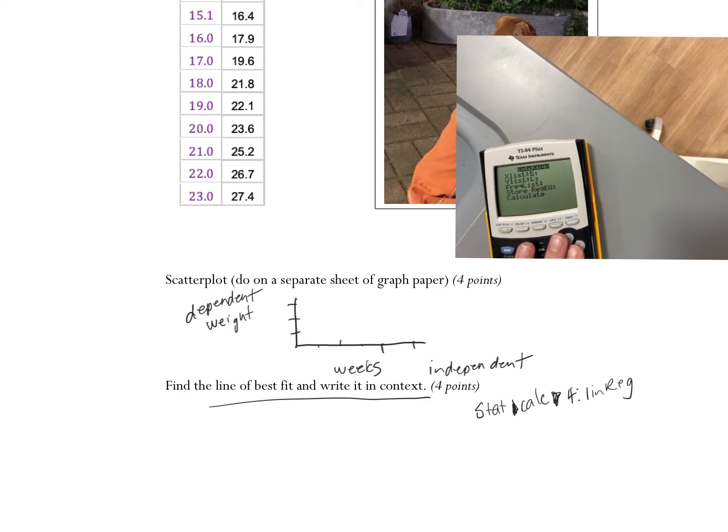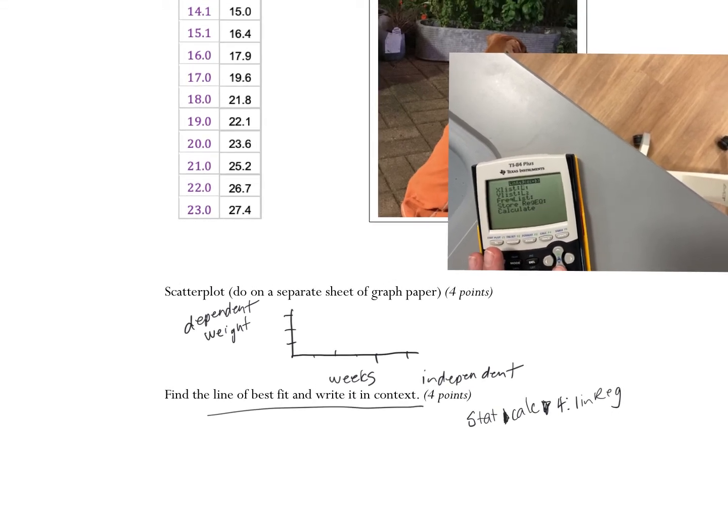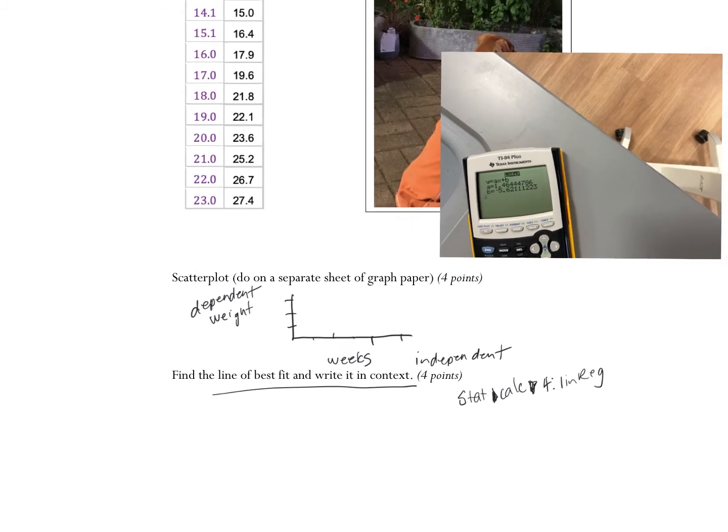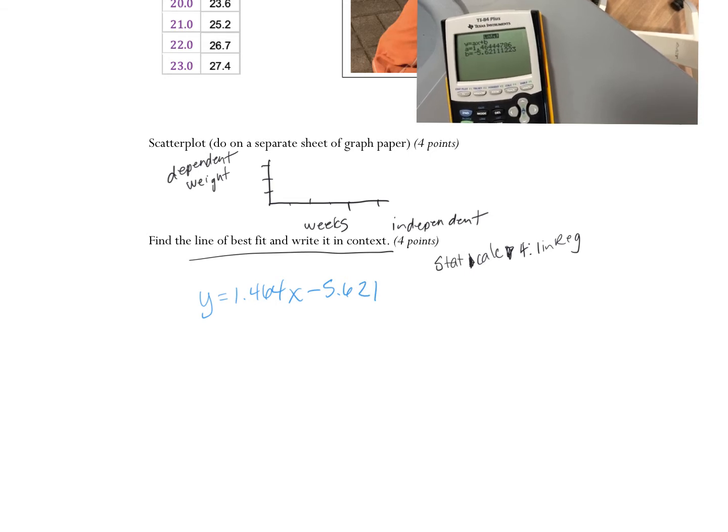Yep. We have our X list, which should be the weeks, right? So we have weeks in L1, hopefully. All right, go ahead and hit calculate. And guys, as I see this, the equation of my line looks like y equals 1.464x minus 5.62.